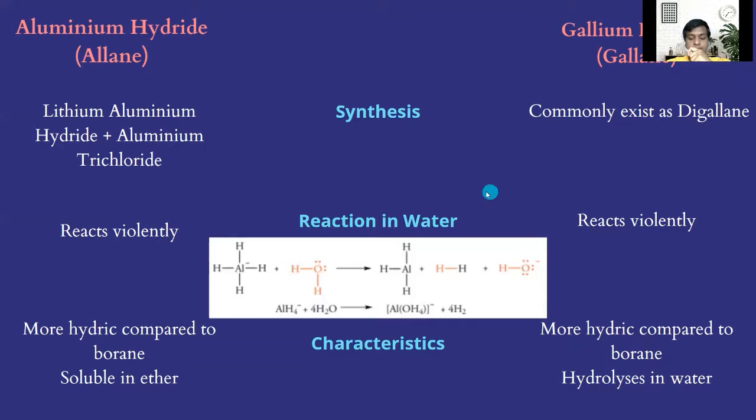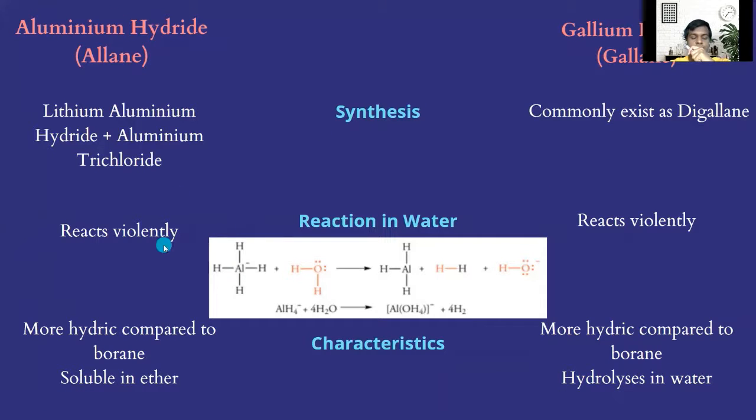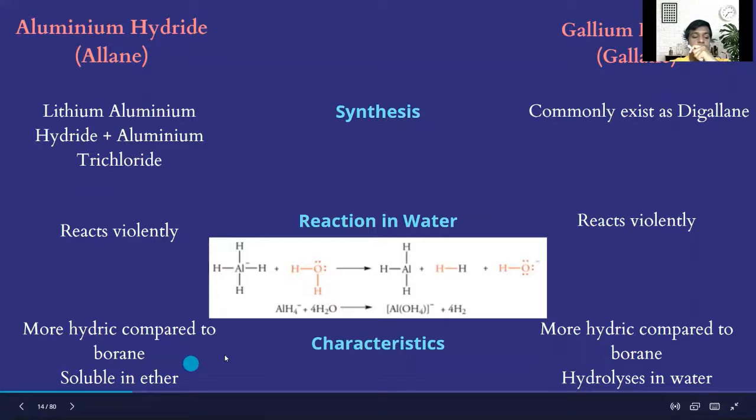When the electron density is less, the ability to act as a reducing agent or even a nucleophile in a reduction process will decrease, and that's the reason why aluminium hydride and gallium hydride are more hydridic compared to borane. The main reason is that aluminium and gallium are less electronegative compared to boron, and therefore the ability of aluminium hydride and gallium hydride to act as a reducing agent is higher compared to borane, which is simply known as the hydridic property of these compounds.